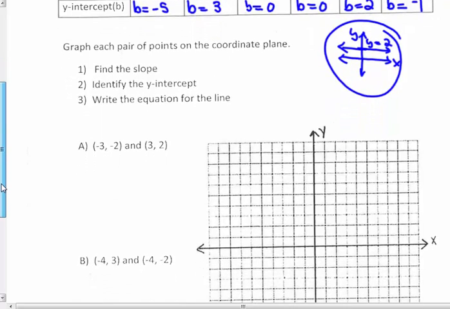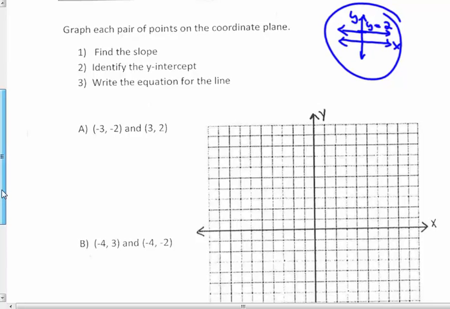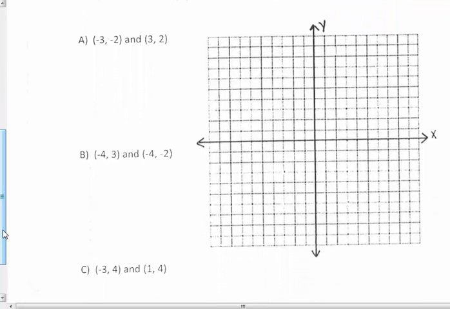Graph each pair of points on the coordinate plane, find the slope, identify the y-intercept, and write the equation for the line. So we've got a coordinate axis here. I'm quickly going to number it. 1, 2, 3. Yes, we always label the y-axis to the left of the axes, and we label the x-axis below the x-axis. So below and left. And it's our traditional number line. Sometimes it's hard to squeeze in that negative 1 there. Negative 3, negative 4. We should number out to 4 in all directions.